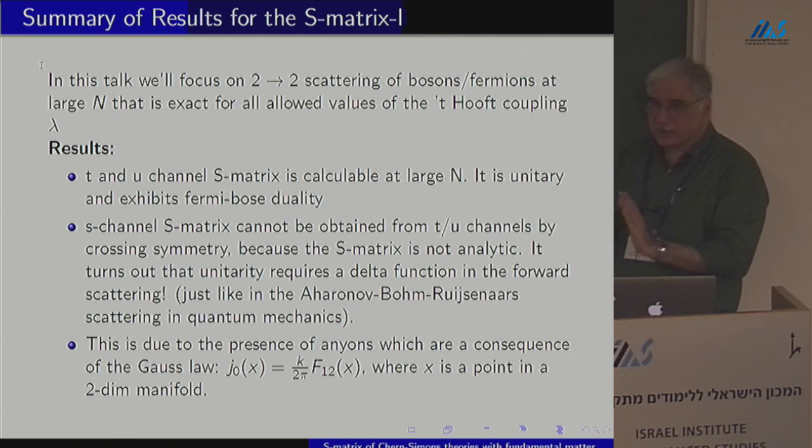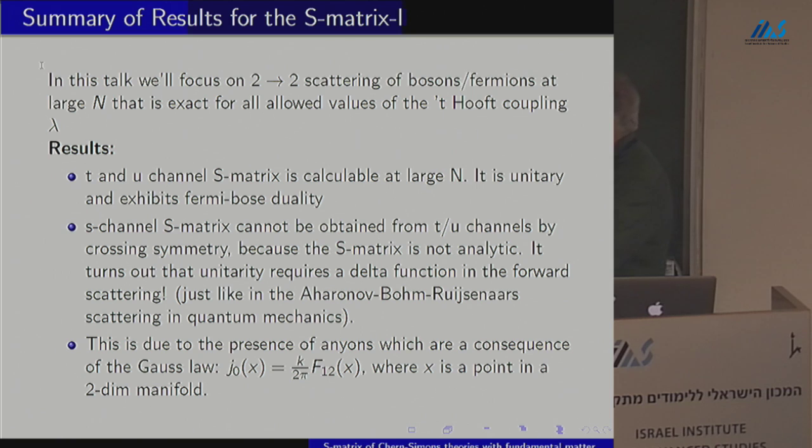Okay, with these preliminaries, before I tell you some results in detail, I want to summarize the result of these works. We are interested in the scattering problem of fundamental particles in this theory, meaning fundamental boson, colored objects scattering, colored fermions and colored bosons. So we are interested in 2 to 2 S matrices to begin with, and we would like to calculate them.